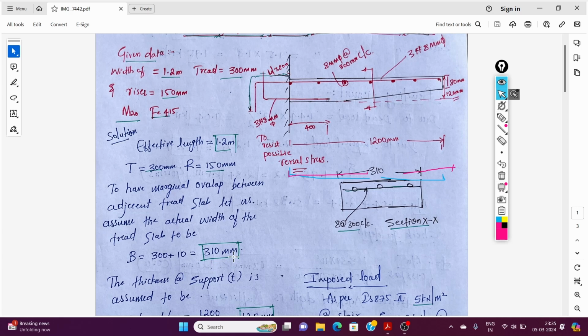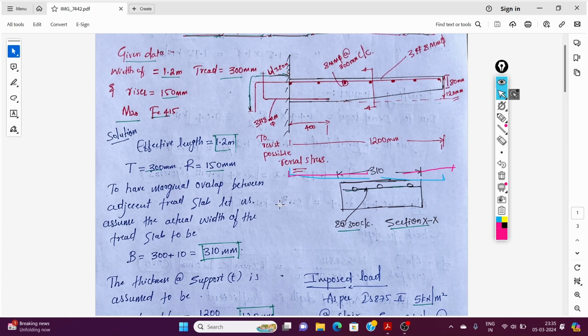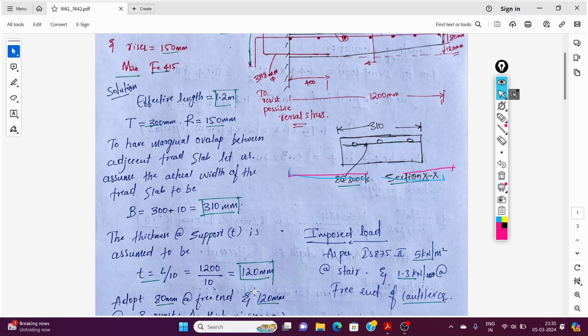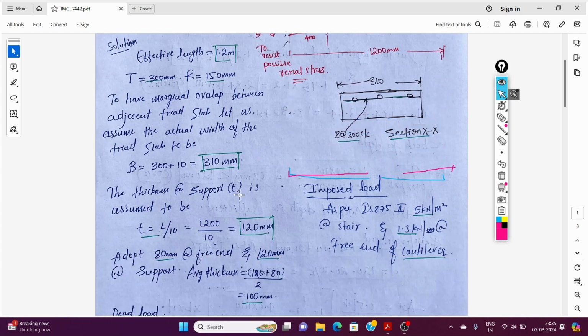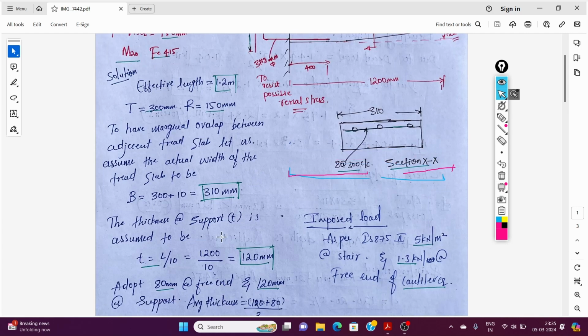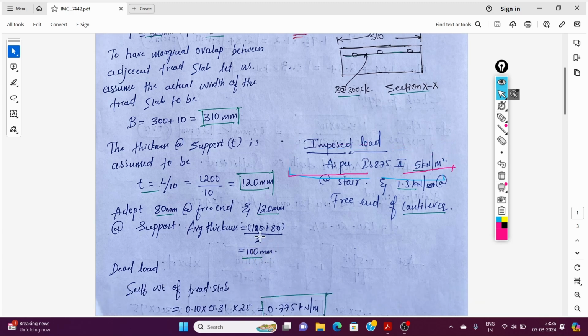Now the thickness at support is to be assumed as T equals L by 10. L is 1200 mm, divided by 10, we get 120 mm. So at support we have 120 mm thickness, and we adopt 80 mm at the free end. The average thickness will be (120 plus 80) by 2, which gives 100 mm. This is the average thickness of the tread.